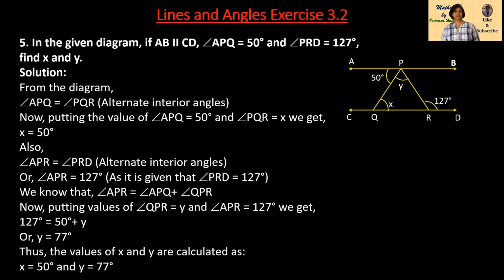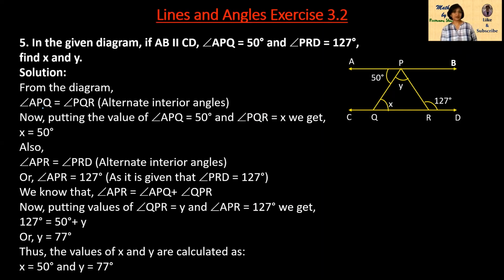Now for the next question, in the given diagram, if AB parallel CD, angle APQ equals 50 degree and angle PRD equals 127 degree, find X and Y. So here we have to find the value of X and Y. APQ is given 50 degree and PRD is given 127, and lines are parallel, it says.